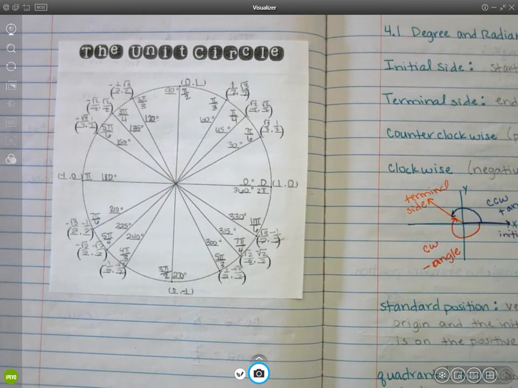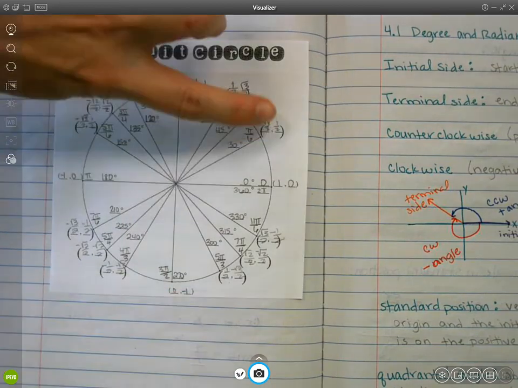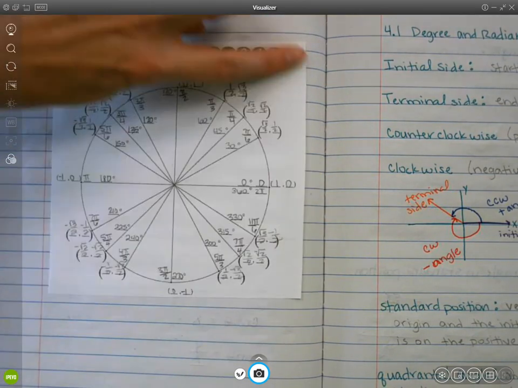All right, so I'm going to give everybody a blank one. They're going to fill in the degrees because those are easy. And then we're going to go through and do the radians together. And right now, we don't know the ordered pairs. When we learn those, we'll put them in there.